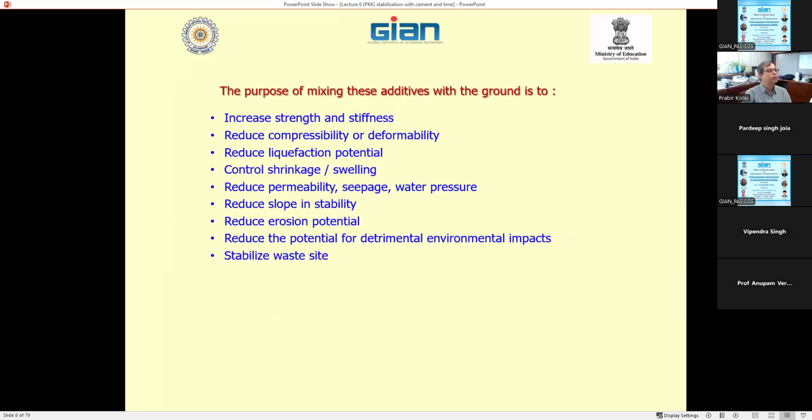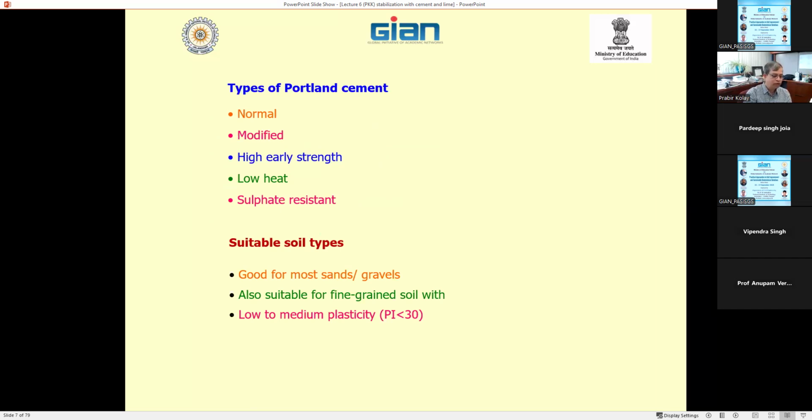So that is the purpose of mixing these additives. For any type of stabilizer, when you use it in clay type of soil, what is happening? Increase the strength and stiffness, reduce the compressibility and deformation, reduce liquefaction potential, control shrinkage and swelling, reduce permeability, seepage and water pressure, reduce slope instability, reduce erosion potential, and reduce the potential detrimental environmental effect and the stabilized waste site. Again, these are the very general purposes of any mixing or soil stabilization mixing.